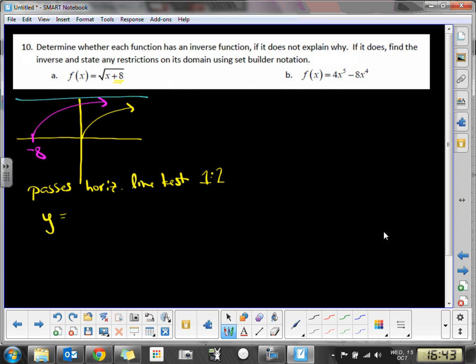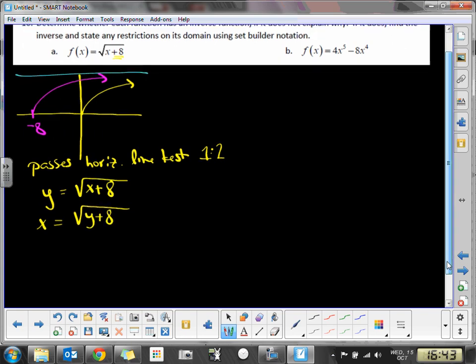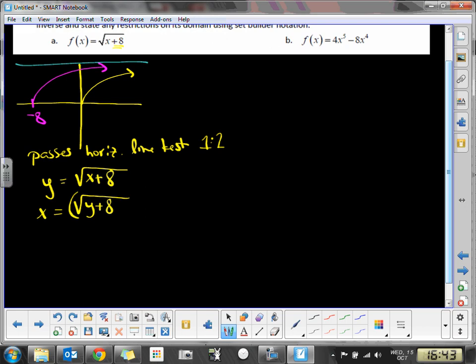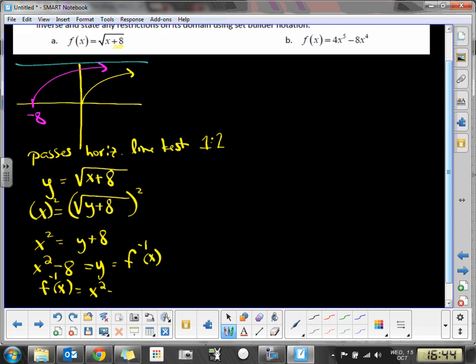So trade the f of x in for a y: y equals the square root of x plus 8. To find the inverse, we trade the roles of x and y, so now it's x equals the square root of y plus 8. And we need to solve this for y. To solve for y, we have to get rid of the square root first. So to undo square rooting, we square. So that means x squared has to equal y plus 8. Then I want to get rid of adding 8, which means we subtract 8, so it's x squared minus 8 equals y. And this represents our inverse function. So f inverse of x is x squared minus 8.